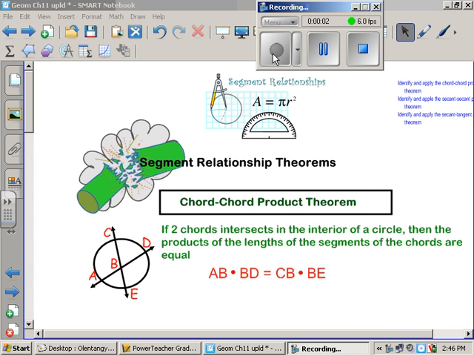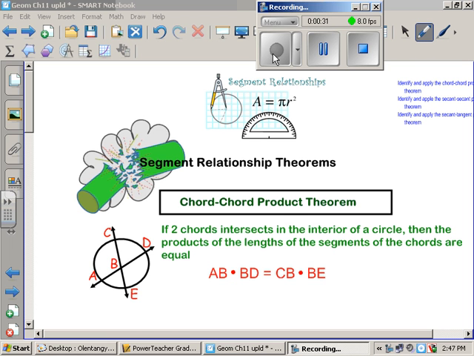Okay, like I said in class today, the pictures of what we're going to do today look exactly like what we did yesterday. But instead of finding measures of arcs and angles, we're going to find measures of segments. Okay? So, like I said, there are going to be three, just like there were for angles. The first one is the chord product theorem.